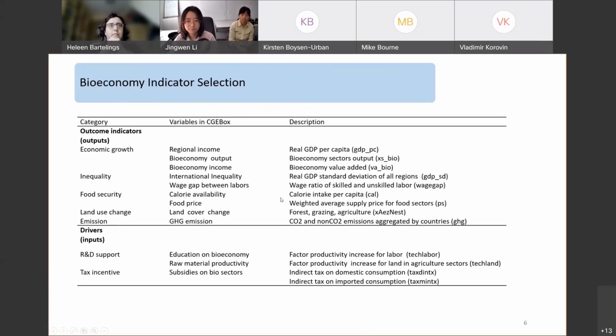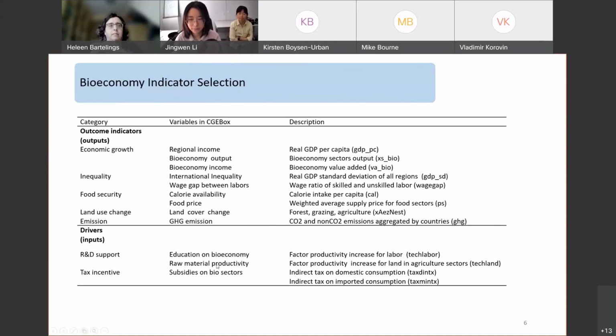And we also have calories intake per capita and food price, which is the weighted average supply price for all the food sectors. And also have land cover change for different categories, for forest, for grazing, for agriculture, and greenhouse gas emissions, for example, which include both CO2 and non-CO2. And these, what we call outcome indicators, just serve as outputs or dependent variables, if that's easier to understand. And we also have drivers or inputs, which are actually exogenous variables in the CGE model.